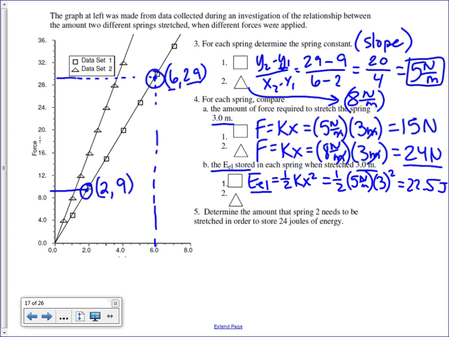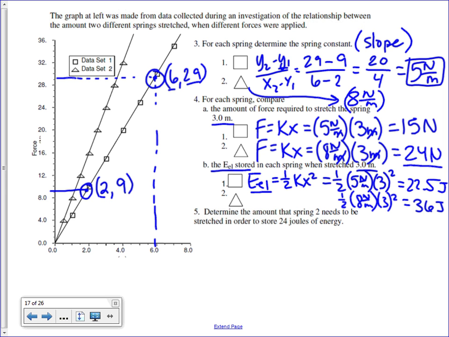Let's do the same thing for the triangle one. So 1/2, spring constant of 8 newtons per meter, times 3 squared. 3 squared is still 9, times 8, times a half gives me 36 joules. So obviously we can see the energy is greater for the triangle one as well.